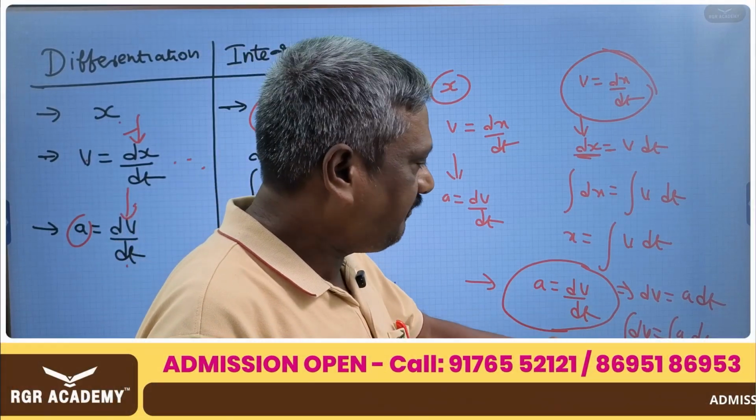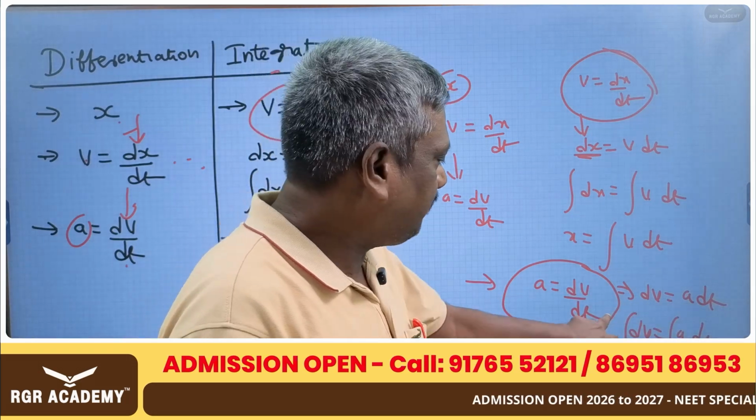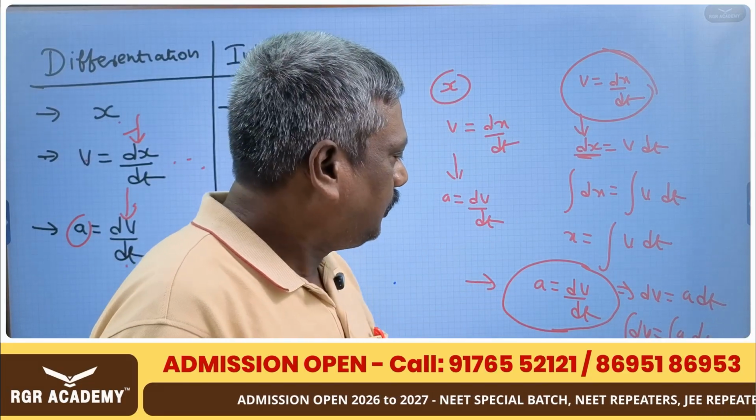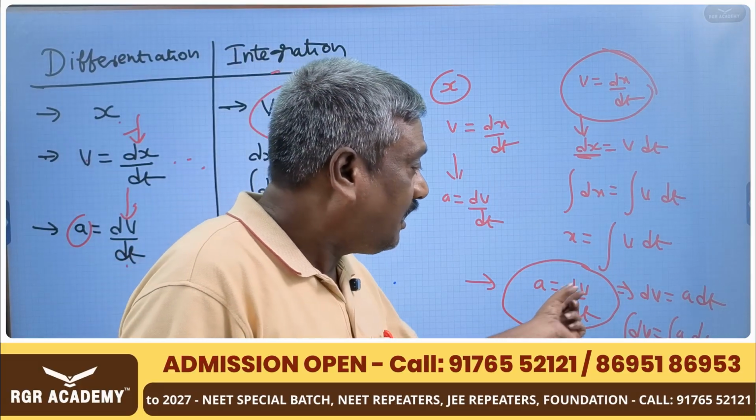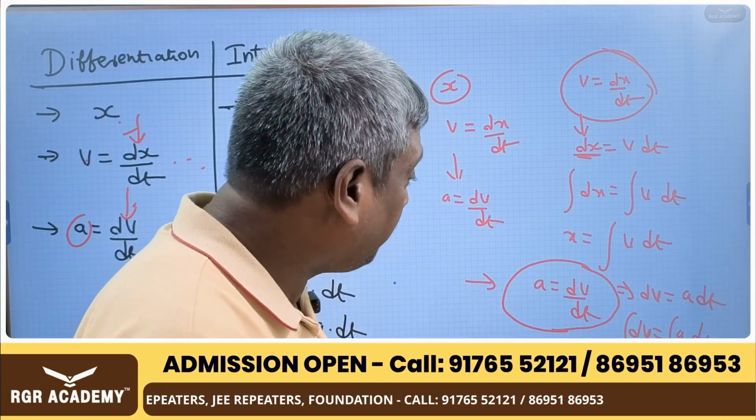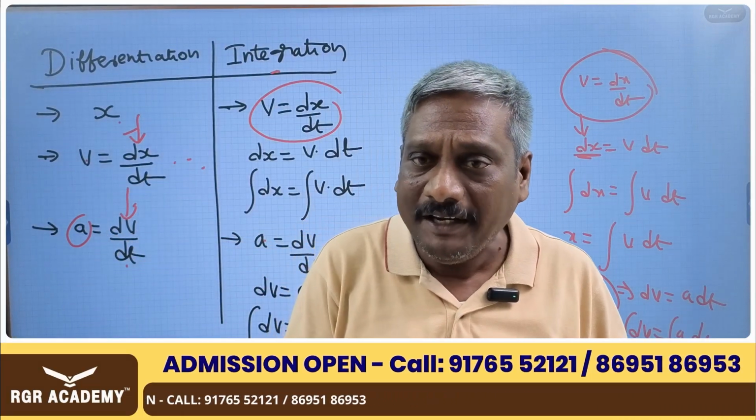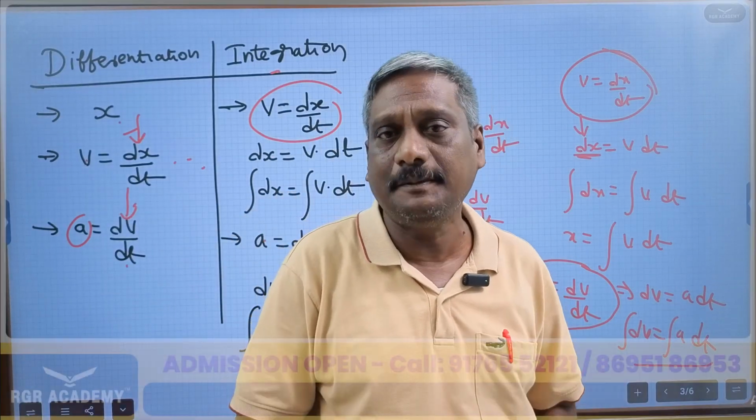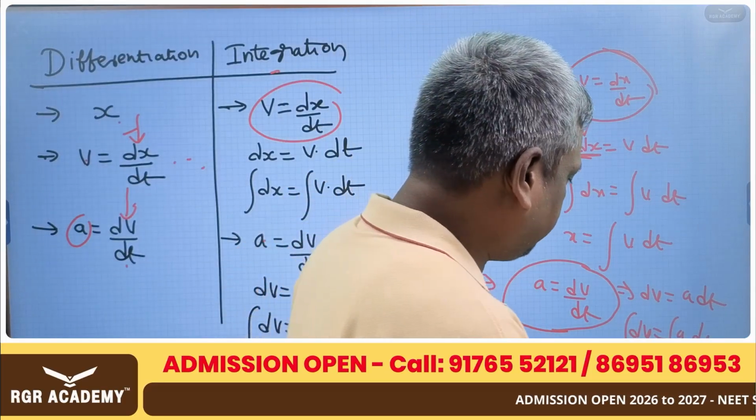a is equal to dv by dt. Do the cross multiplication. Therefore, dv becomes what? a into dt. Do the integration on both sides. Then you get the velocity from that. Right. This is the important concept. Followed by, we'll do some applications based on that. How can you apply the integral concept in motion in a straight line? Right.